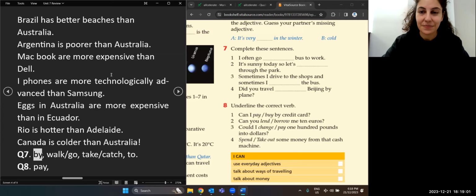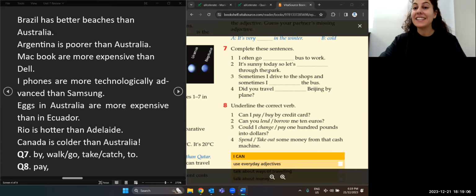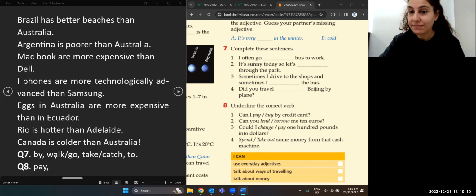No worries. It's sunny today, so let's go through the park. Let's walk through the park. Yeah, those two actions, whichever one you want. Now, these are action words.